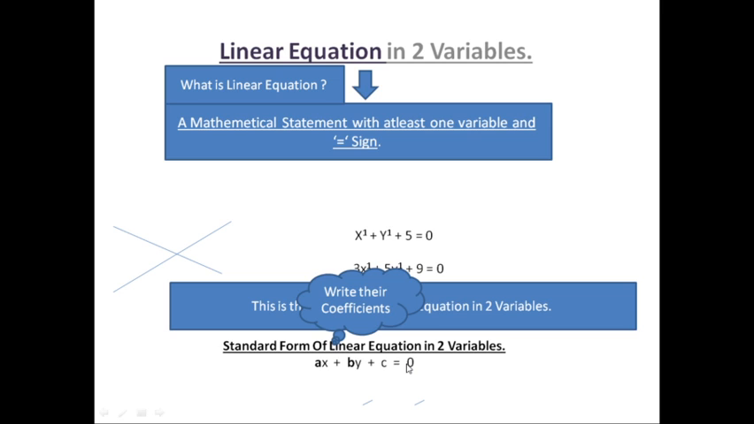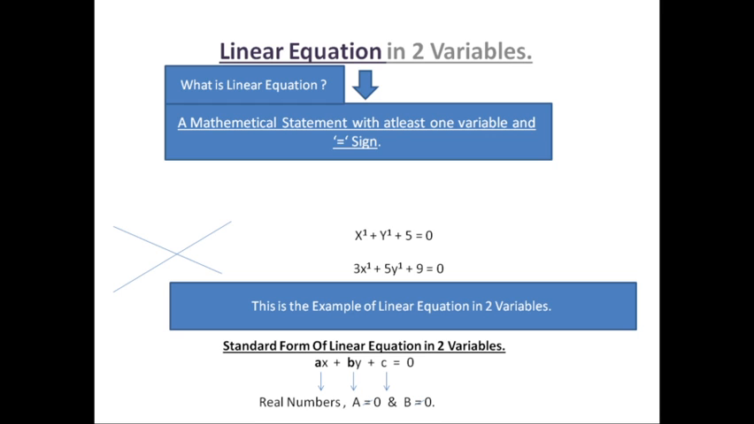So this becomes the standard form of a linear equation in two variables, which is nothing but ax plus by plus c is equal to 0, where the numbers a, b and c should be real numbers. And remember one thing, a and b cannot be equal to 0. So the standard form is ax plus by plus c equals 0, where a, b and c are real numbers, but a and b can never be equal to 0.